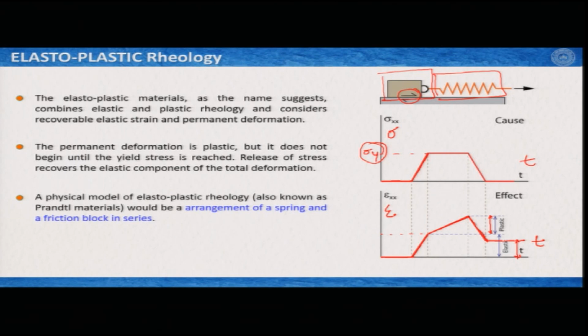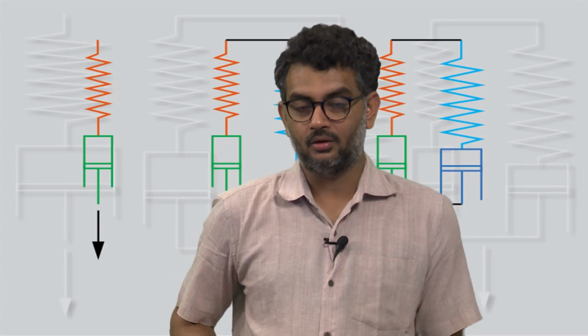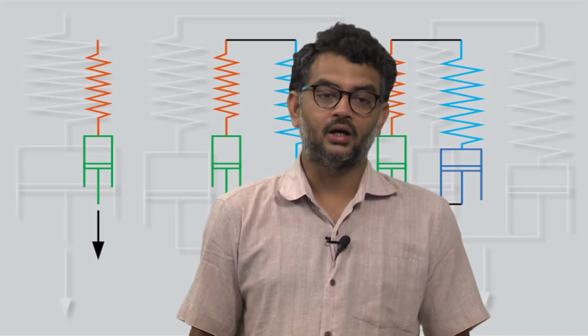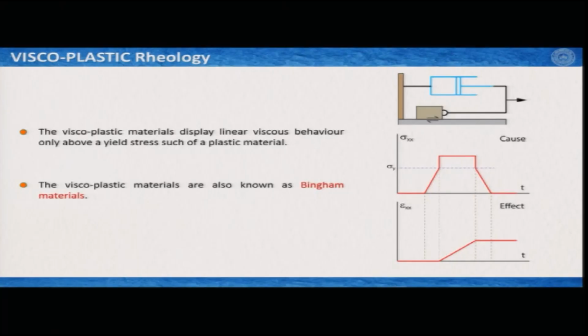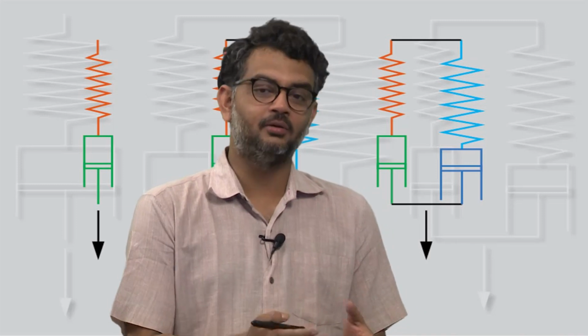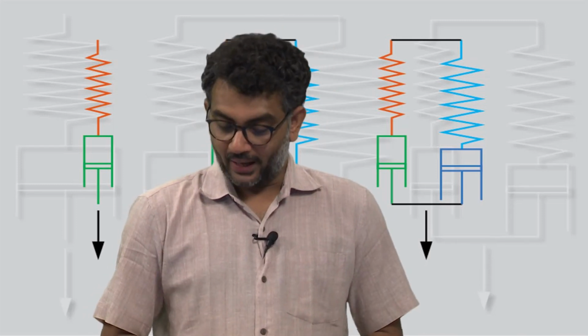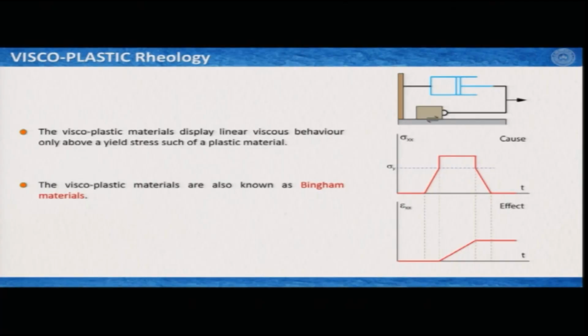This model has significant applications, or in a simpler form, we apply it mostly to predict or understand the behavior of the earthquakes, and we will see it later. So, now we will see what is viscoplastic rheology. As you can understand, it has viscous element and plastic element, and in this case the viscoplastic materials display the linear viscous behavior only above yield stress of a plastic material.